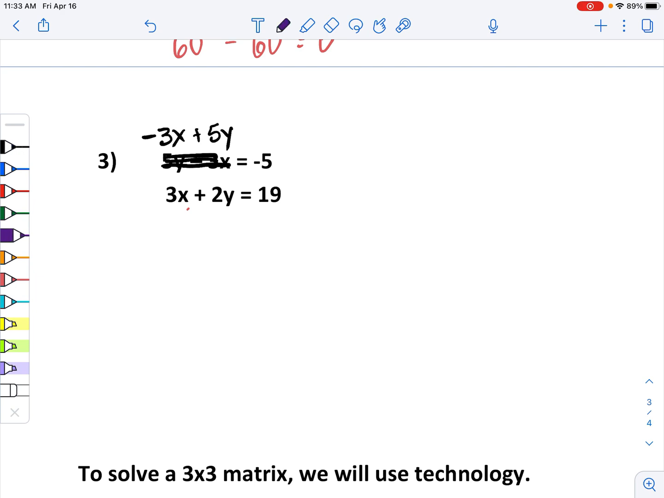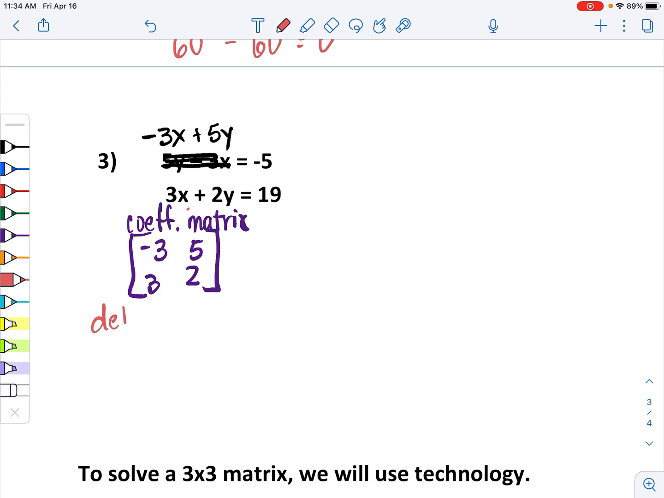So now I'm going to do my coefficient matrix. It is going to be negative 3, 5, 3, and 2. My determinant is AD minus BC. So negative 3 times 2 minus 3 times 5, which is negative 6 minus 15. That's a negative 21. That's my determinant.